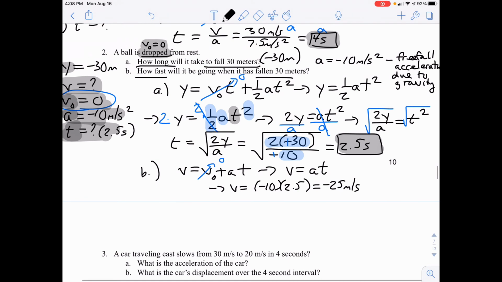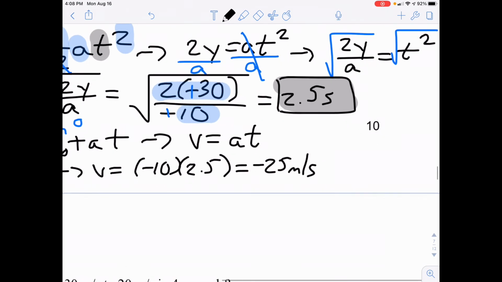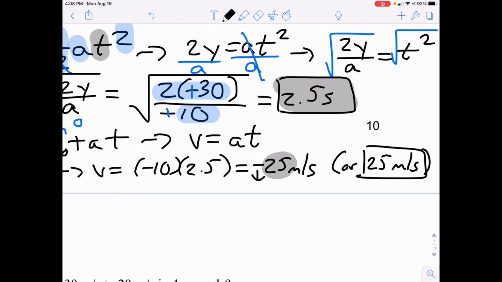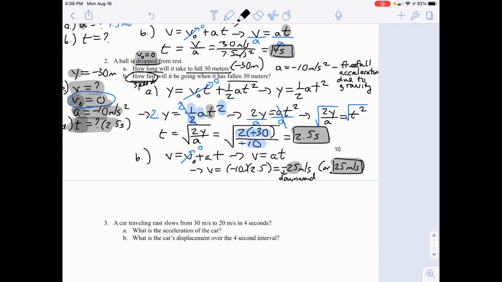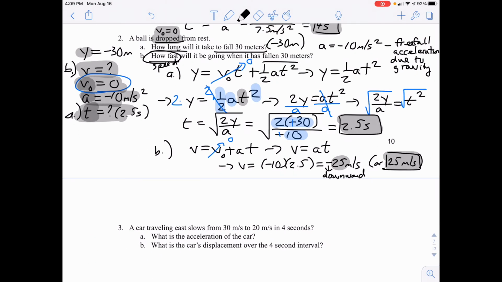Now, since the question was asking how fast, all we need is just the numerical part, so we can say 25 meters per second. The negative, so you understand, means the downward direction. So if we're talking about the velocity, it would be 25 meters per second going downward. But since the question only asked how fast, we're okay answering with just the 25 meters per second.